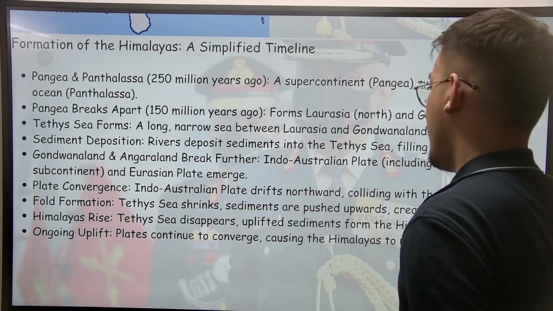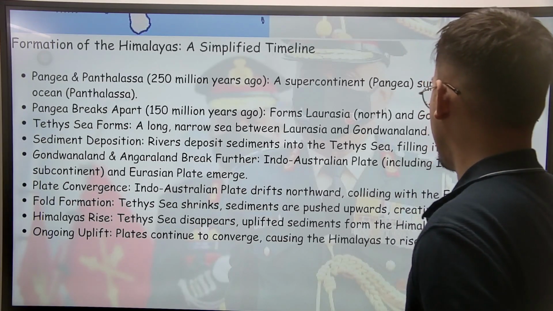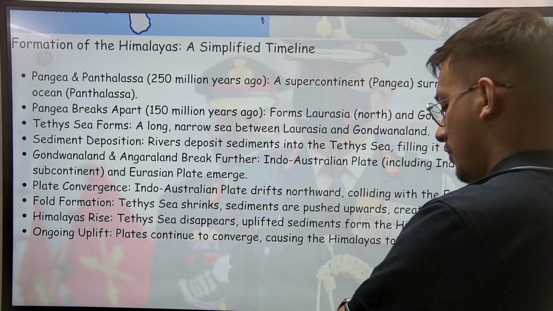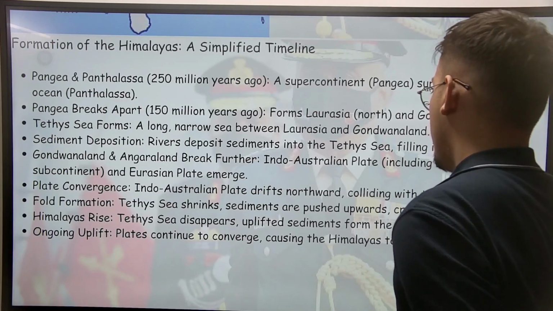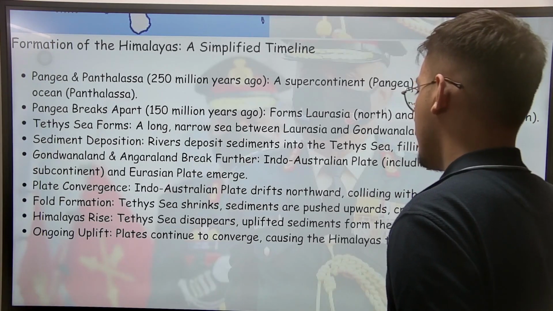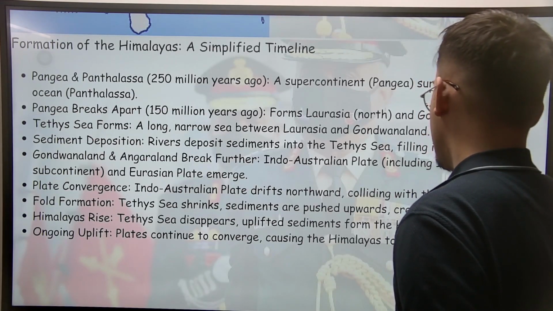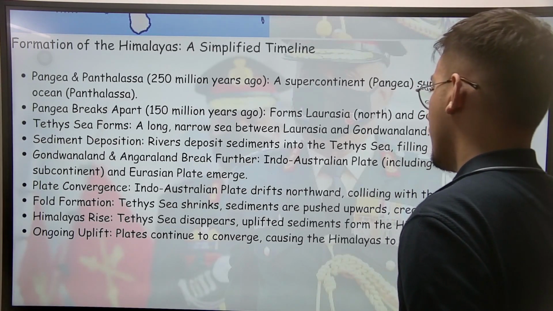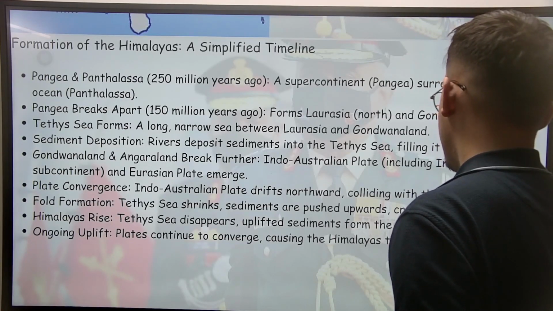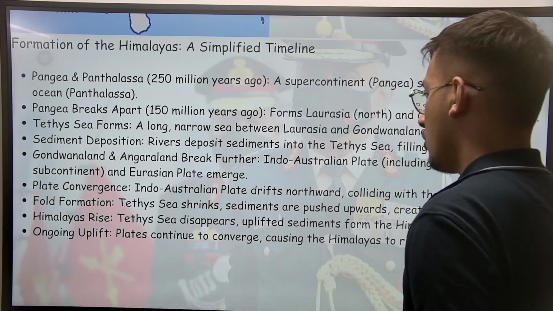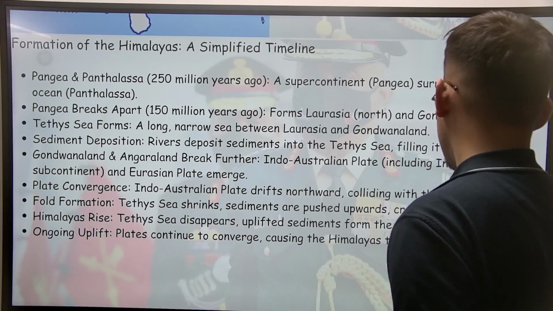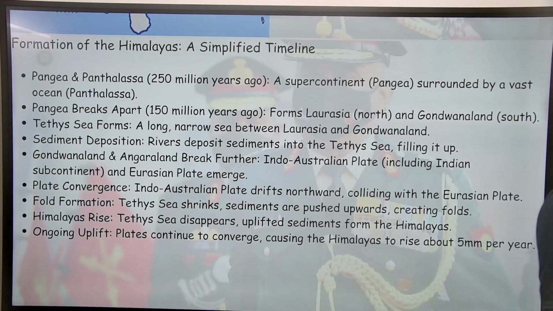Gondwana land and Angara land break further. Indo-Australian plate, including Indian subcontinent, and Eurasian plate emerged. Plate convergence: Indo-Australian plate drifts northward, colliding with the Eurasian plate. Fold formation: Tethys Sea shrinks. Sediments are pushed upwards, creating folds. Himalayas rise: Tethys Sea disappears. Uplifted sediments form the Himalayas. Ongoing uplift: plates continue to converge, causing the Himalayas to rise about 5 mm per year.